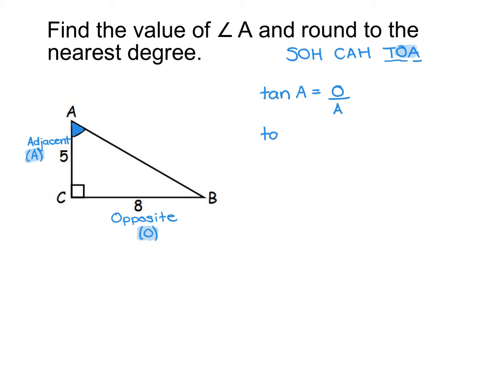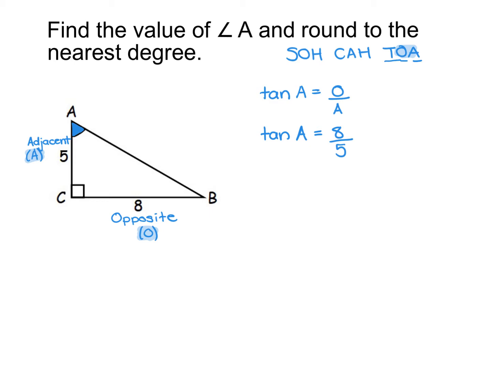Now let's fill in with numbers. Tan of A is equal to, O happens to be 8, so I'm going to write 8 on top. And A, the adjacent side, is 5, so I'm going to write 5 at the bottom. Now, this is where it gets different. Because we're finding angles, we are not going to cross multiply. Cross multiplying is for sides, but for angles, we do something completely different.